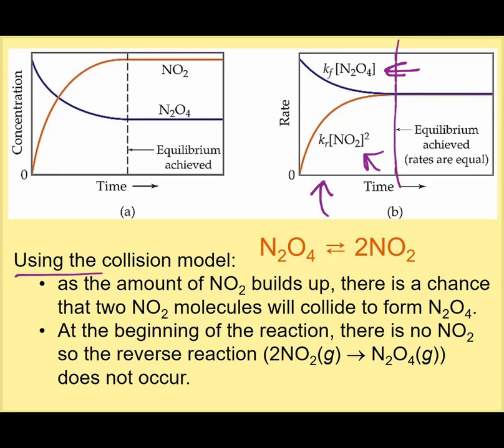So using a collision model, as the amount of NO2 builds up, there is a chance that two NO2 molecules will collide, and when that happens, you will go from a product to a reactant. And then at the beginning of the reaction, there's no NO2 to have collisions, so that reverse reaction doesn't occur, but only the forward reaction. And as soon as you get enough product formation, then the reverse reaction can occur.